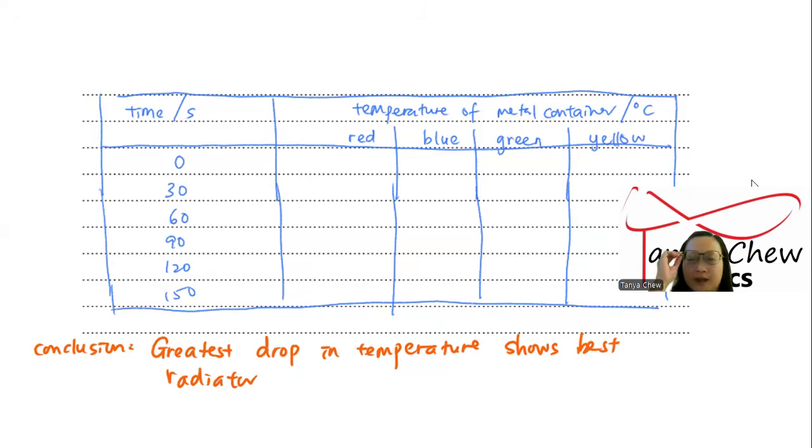Right, conclusion that I have to make because I'm not the one that conduct the experiment. I'm just a planner. So I give you some clue here. So you look at your table. The greatest drop in the temperature shows that it is the best radiator of heat. Right, the best absorber of heat is also the best radiator of heat. It will absorb the heat and it will radiate faster and give out to the surrounding.